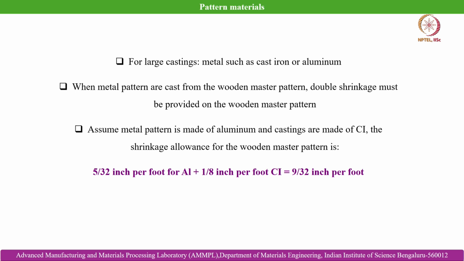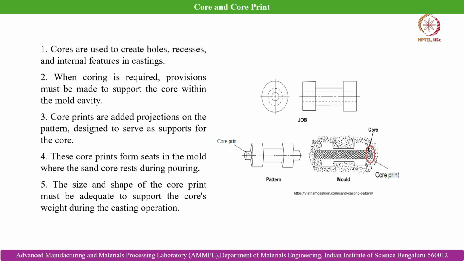The only thing that needs to be taken care of is that when we are using metallic patterns, we have to have a double allowance. That means, if we are making a metal pattern, it will also undergo shrinkage while we are manufacturing the pattern, and then the cavity we make for solidification of the actual cast object will also undergo shrinkage during solidification. So, that is why there has to be a double shrinkage allowance incorporated in the pattern geometry, so that we can achieve the desired geometry of the cast part upon solidification.